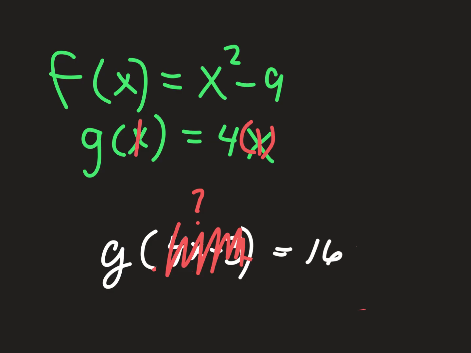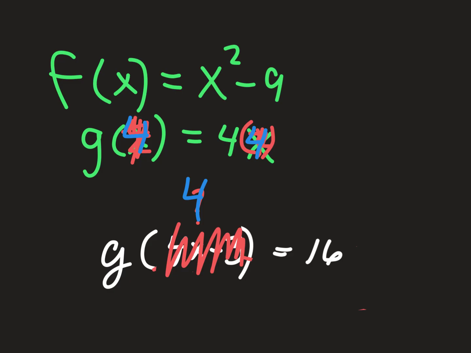Would G of 1 give me 16? No, that'd give me 4. G of 2, that'd give me 8. G of 4, G of 4 would give me 16. I could put a 4 right here, and I'd get 16, wouldn't I? G of 4 gives me 16.